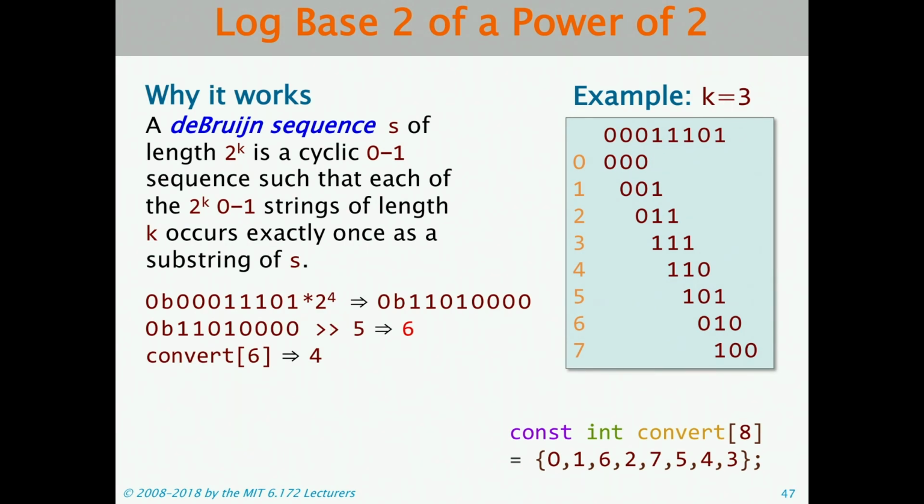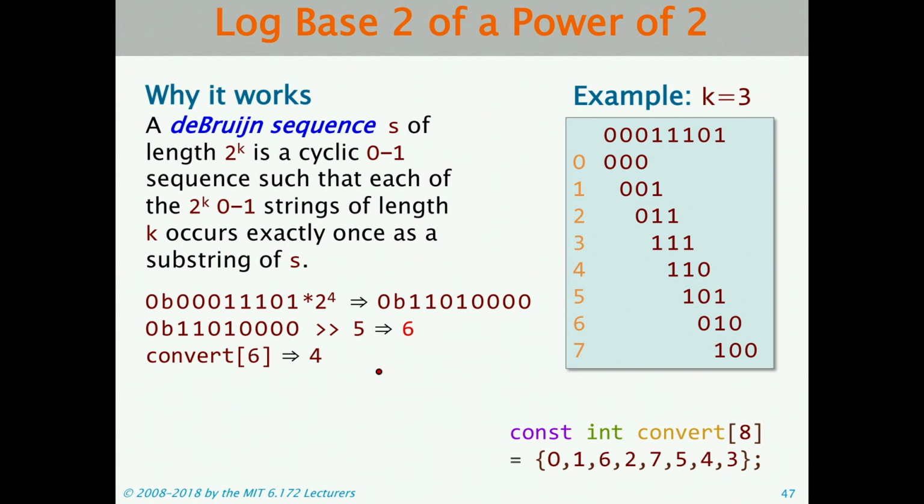And when we multiply by a power of 2, that's the same as left shifting. So that's going to left shift the De Bruijn sequence 4 positions to the left. And then now we want to see which of the 8 possible substrings appears at the beginning of this sequence. After we do the left shift, 1, 1, 0 appears at the beginning of the sequence. And we want to extract this out, and we can do that by right shifting 5 positions. And 1, 1, 0 is just 6.